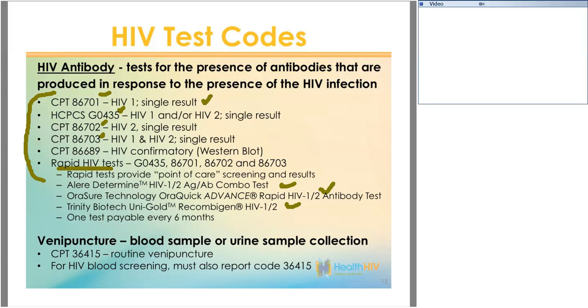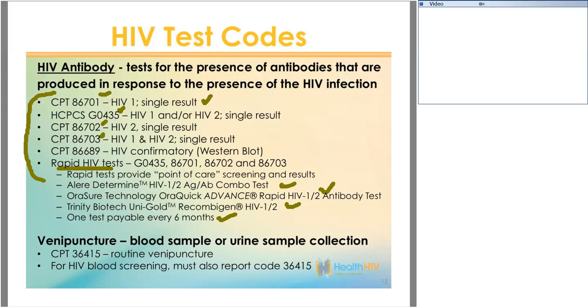The state Medicaid agencies typically pay for one test every 6 months. But again, this is not etched in stone, so you should follow up with your local Medicaid state agency to find out what their specific guidelines are. But typically, one test is payable every 6 months.